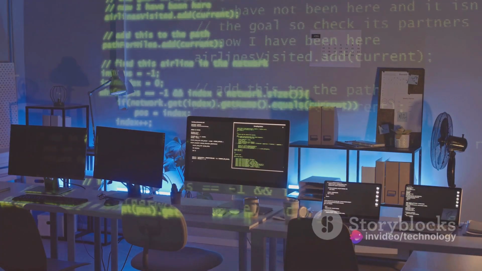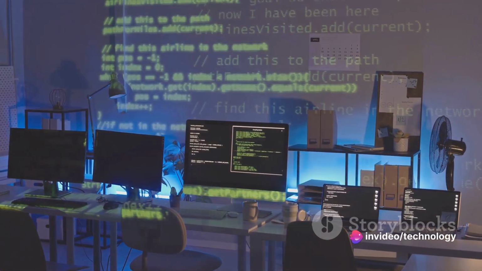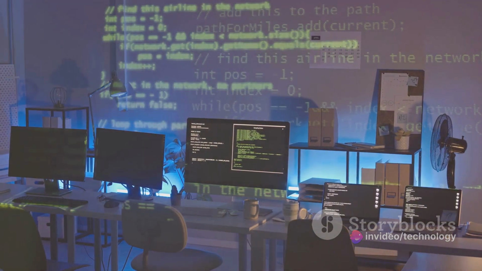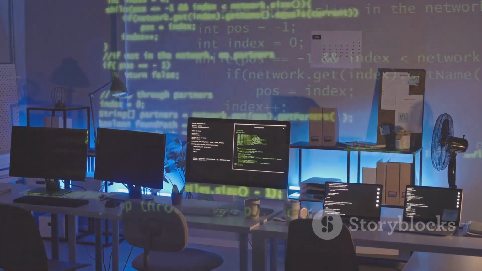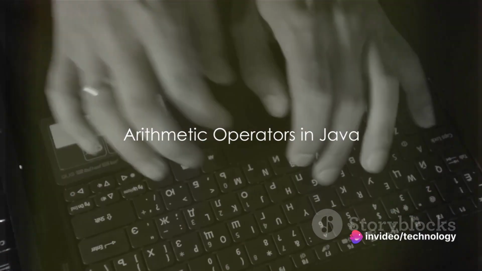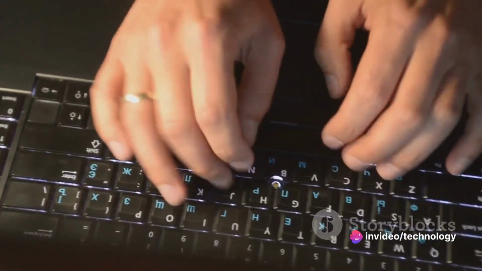So, operators are the unsung heroes of Java, the workhorses making things happen behind the scenes. And with that, we'll dive deeper into these fascinating components in the next scene, starting with arithmetic operators in Java. Stay tuned. Dive into the world of arithmetic operators, the math wizards of Java.